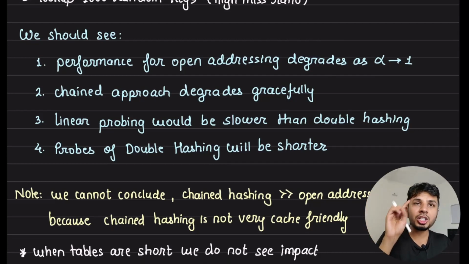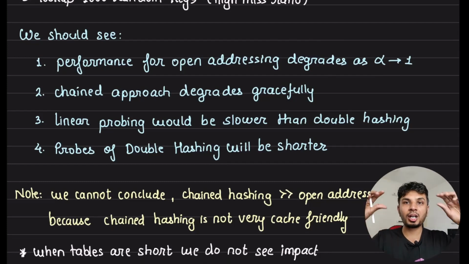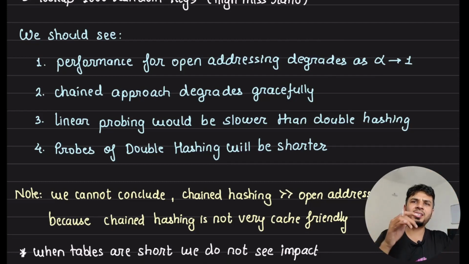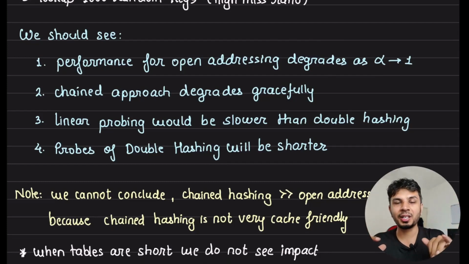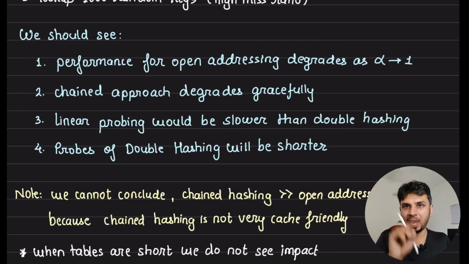Second, your chained approach will degrade gracefully, because with chained hashing you are always adding to an auxiliary data structure. So your performance would not degrade drastically, because you have almost infinite, not really infinite, but a good amount of auxiliary space available to put it. You are not bounded by the slots of the hash table. It would degrade, because the lookups would increase and the time would increase, but it would degrade gracefully as compared to open addressing.